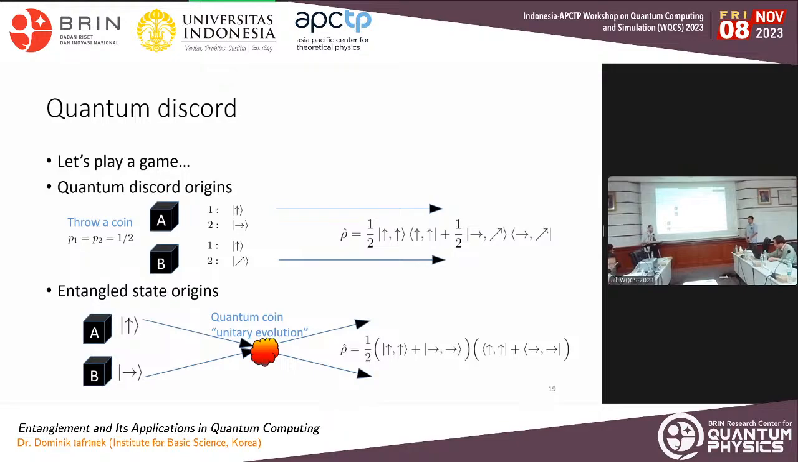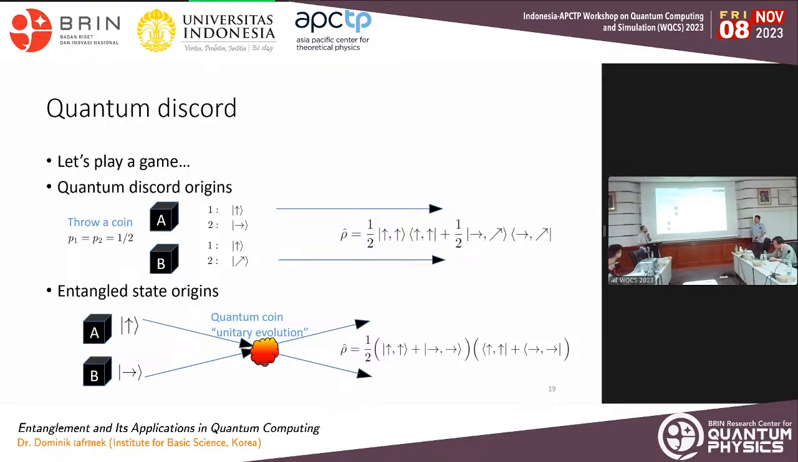Discord is a form of correlations, in the following sense. In this case, if I measure spin up on the left part, there is a 100% chance for spin up. But if Alice measures spin down in the other basis, there is only a 50% chance of measuring spin up and 50% chance of spin down. So this is not exactly symmetric.